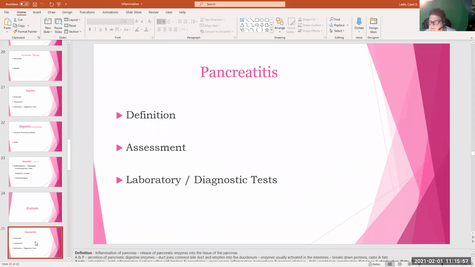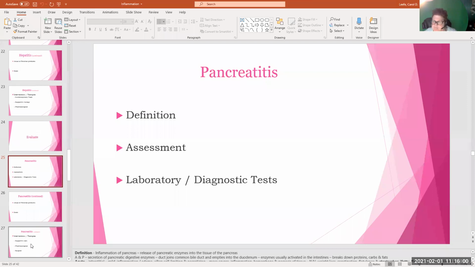So, pancreatitis, definition. What is it? Inflammation of the pancreas. Exactly. Okay. So it's going to affect the release of pancreatic enzymes into the duodenum through the pancreatic duct, which joins the common bile duct and empties into the duodenum. Those enzymes are usually activated in the intestine, and they're used to break down proteins, carbs, and fats.